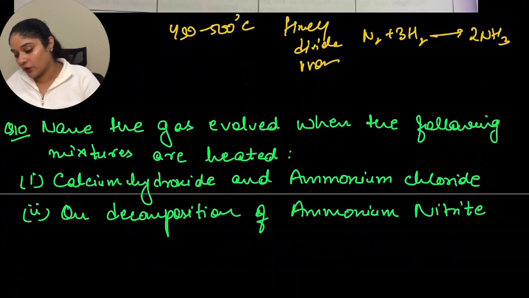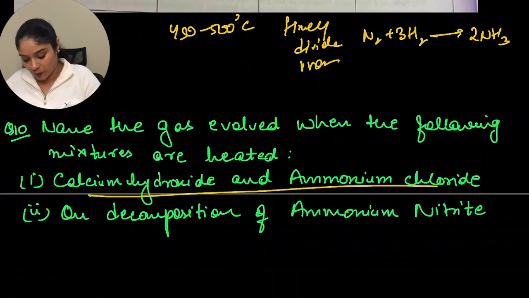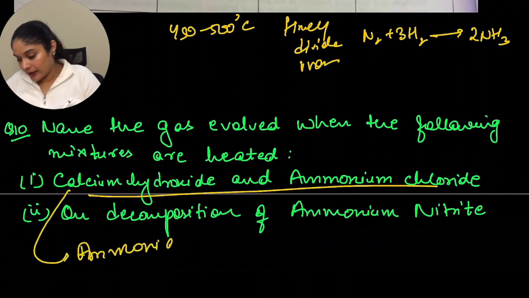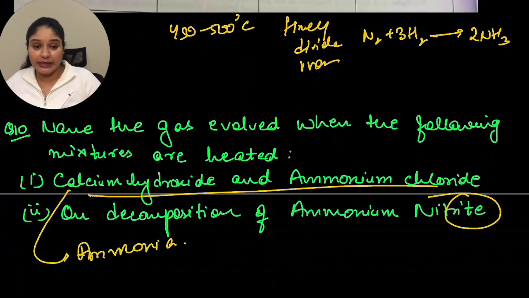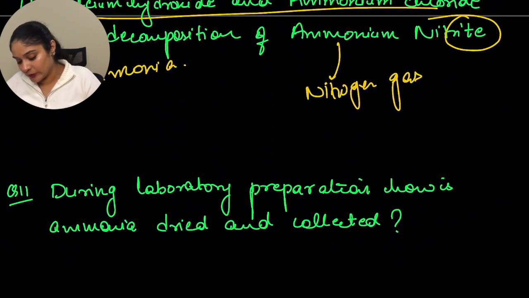Name the gas evolved when the following mixtures are heated. So when you have calcium hydroxide combining with ammonium chloride, you end up getting ammonia gas. That's the preparation of ammonia. So you end up getting ammonia. And when you have decomposition of ammonium nitrite, so nitrite, I-T-E, make sure that you read it very carefully. It's nitrogen gas. So nitrogen gas. Let's move on to the next question.